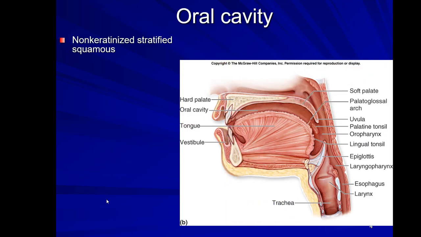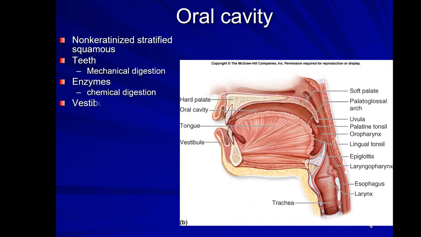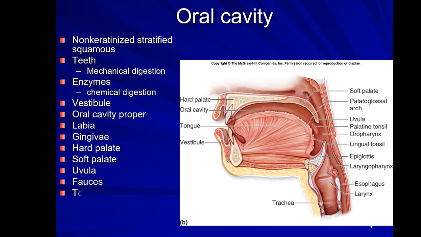So starting at the top, we'll re-examine the oral cavity. You've seen this a few times before. We'll add a few new features this time. This is your oral cavity. It's basically inside your mouth. It's lined with non-keratinized stratified squamous epithelium. Your teeth are here. They help with mechanical digestion. There's also a lot of enzymes in the oral cavity due to the salivary glands, which we'll get to. And the enzymes help chemically start breaking down some of the substances that you put into the body.